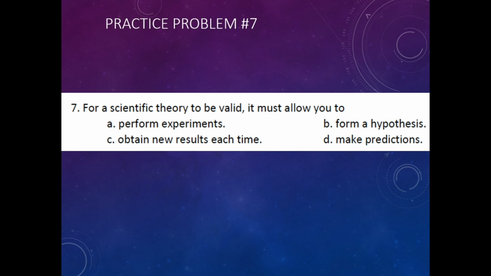And for letter C, if you got new results every single time you did an experiment and it's the exact same experiment, that's the exact opposite of forming a scientific theory. A scientific theory should be able to predict what happens. So if you're getting new results, it's impossible to make predictions. And so answer choice D is the only one that is true, making predictions. A scientific theory should be valid if it can make predictions.